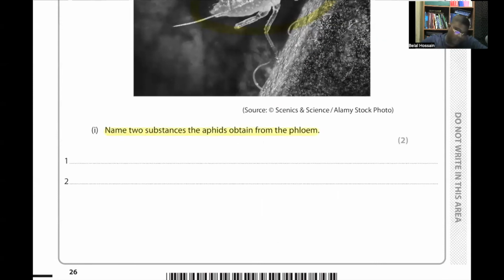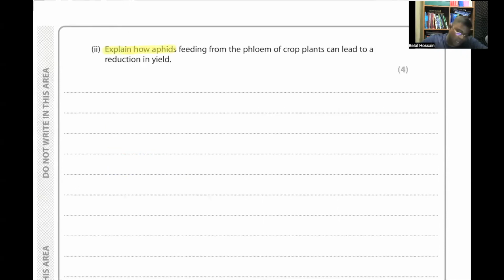So, the phloem is rich in sugar. So we can say the aphid gets sucrose, a lot of sucrose. And the phloem is also rich in amino acids. So the aphid gets amino acids needed for growth. Part 2. Explain how aphids feeding from the phloem of crop plants can lead to reduction in yield.